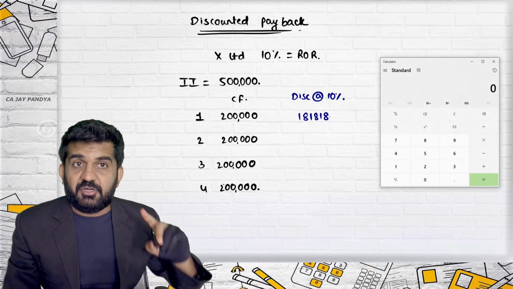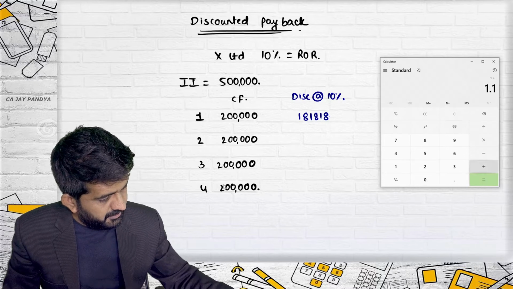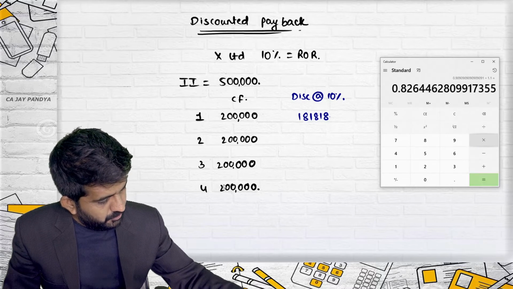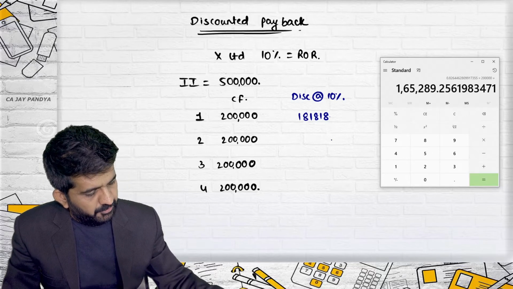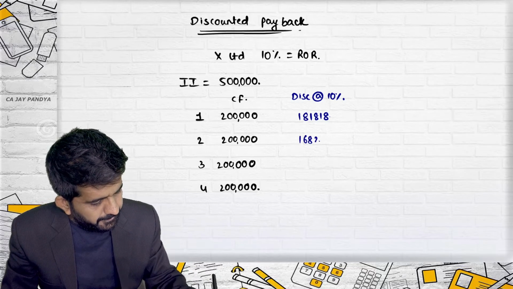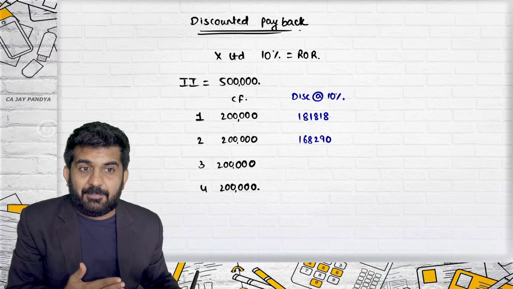Second year will not remain the same. It is the second year: 1 divided by 1.1 multiplied by 2 lakhs is 165,290. Understand? You will have to find out each and every figure separately.